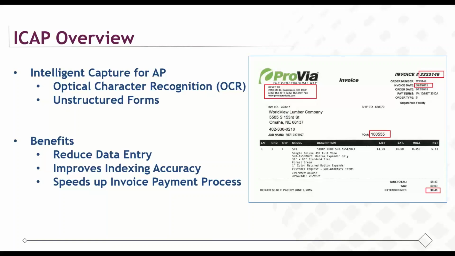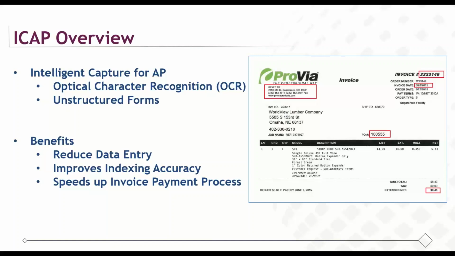So to start, we'll cover the intelligent capture for AP. For short, we call that ICAP. This is a way for invoices that come into the organization to be captured and ultimately sent to the workflow for review and approval.